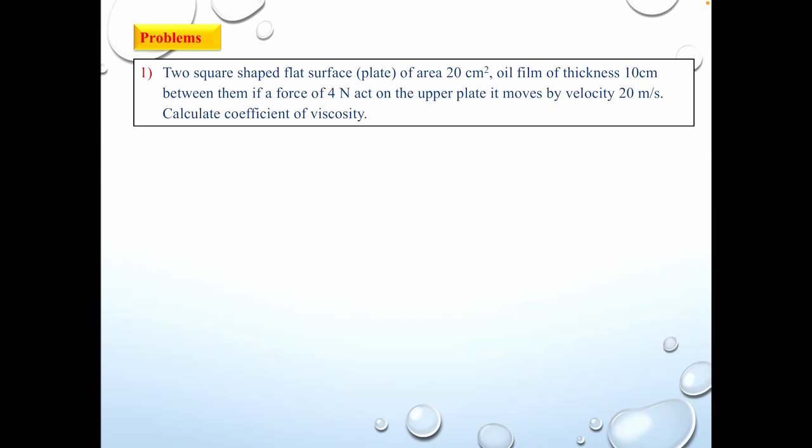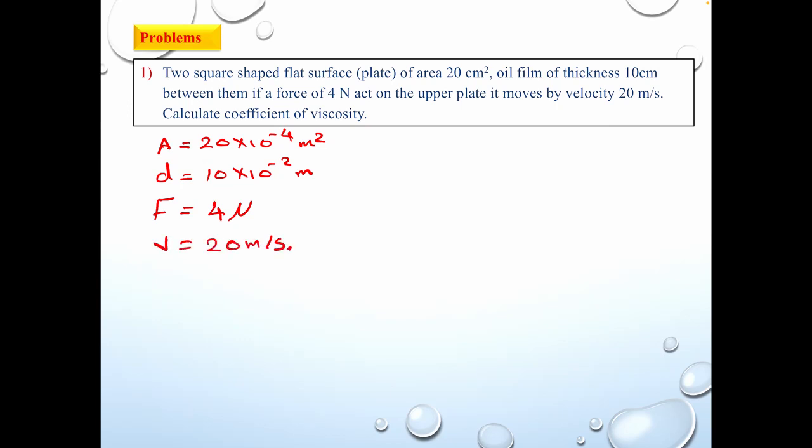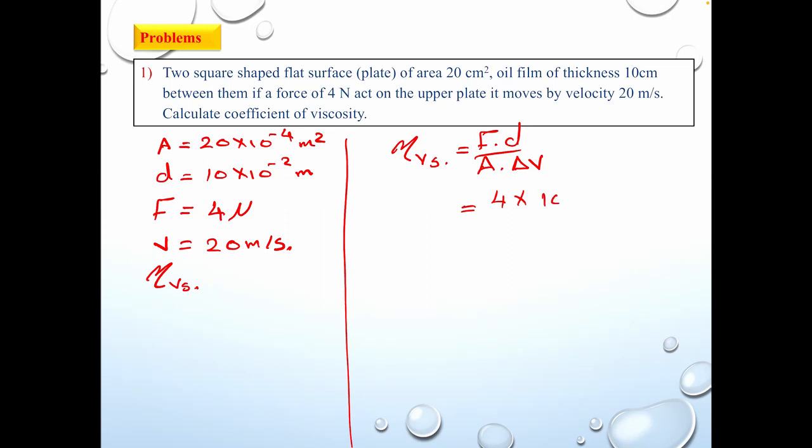Problems. Two square shaped flat plates of area A equals 20 times 10 power negative 4 meter square. Oil film of thickness 10 centimeter D, 10 times 10 power negative 2, between them. If a force F equals 4 Newton acts on the upper plate, it moves with velocity V equals 20 meter per second. Calculate the coefficient of viscosity. Eta equals F D over A delta V: F is 4, D is 10 times 10 power negative 2, A is 20 times 10 power negative 4, delta V is 20. Calculate in kilogram per meter second.